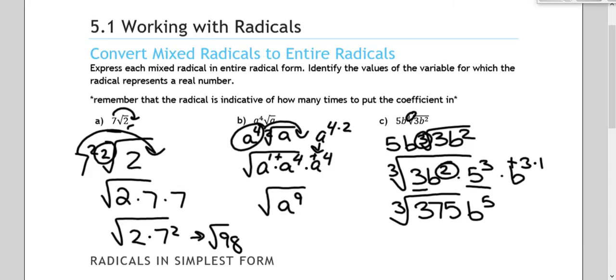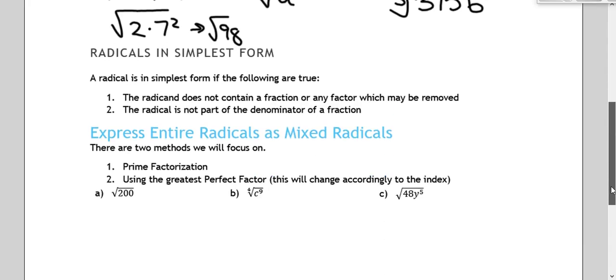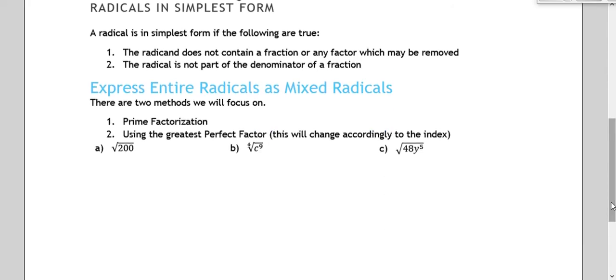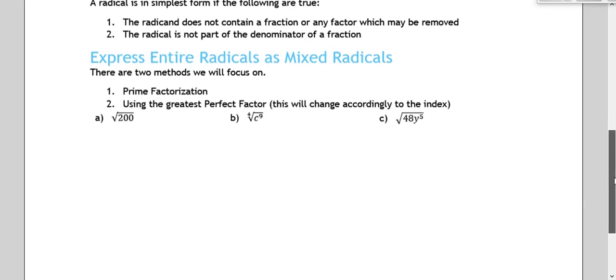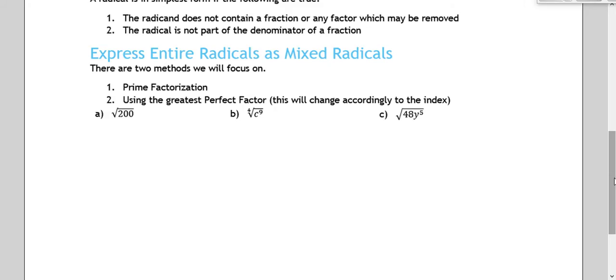Okay, next set. Radicals in simplest form. So now we're going to go backwards. There are two different ways that we did this in Foundations 10. Those are going to be the same ones that we focus on. And sometimes it's easier to do one way, sometimes it's easier to do the other.